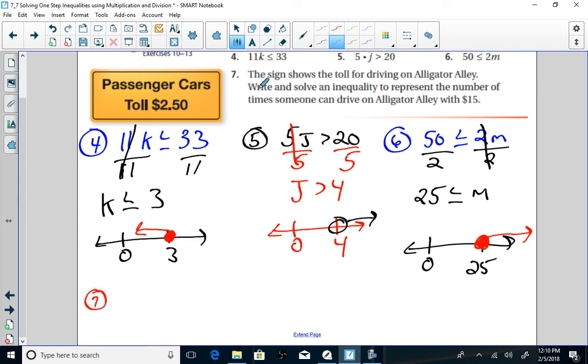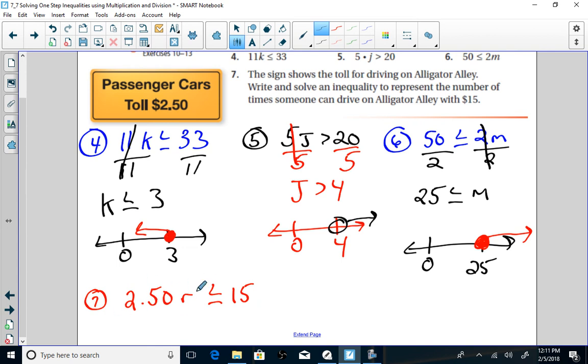Number 7 says, the sign shows the toll for driving on Alligator Alley, right? So we're talking about this sign here. Write and solve an inequality to represent the number of times someone can drive on Alligator Alley with $15. Well, if I'm writing the inequality, I have to think that $2.50 for each ride has to be less than or equal to 15, because if I only have $15, my tolls could be less than $15, my toll could be equal to $15, but if I only have $15, I can't spend more than $15. So that's the inequality I'd have to write using the less than or equal to symbol.